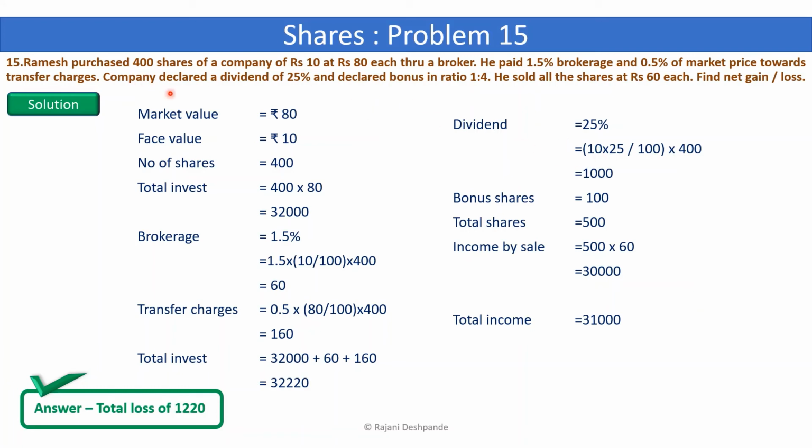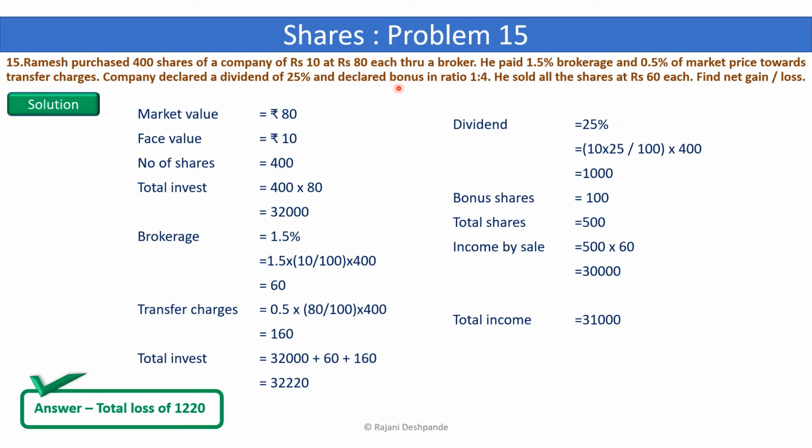Now company declares a dividend of 25% and declared bonus in ratio 1:4. So he gets a dividend of 25%. Again, dividend is paid always on the face value. So 10 into 25 upon 100 for 400 shares. So this 25% dividend on the face value of 10 rupees is 25 into 10 upon 100 on the 400 shares. So into 400 you will get 1000 rupees.